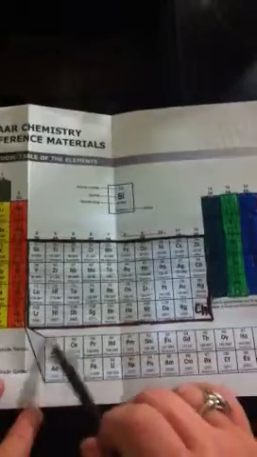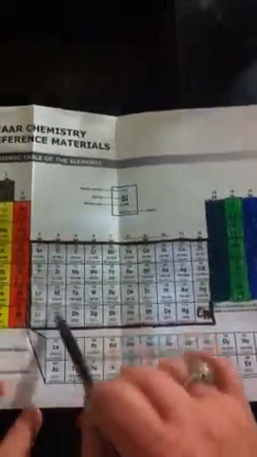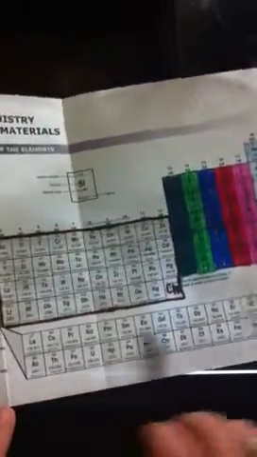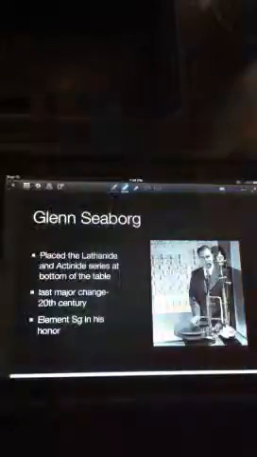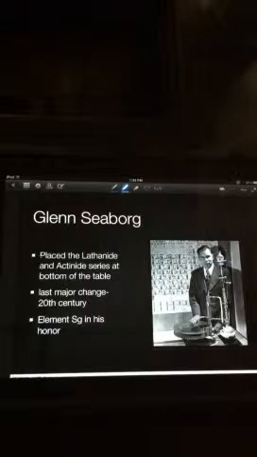Then nobody can agree on if they belong here, if they belong up here, and if 71 and 103 belong over here. But basically, he came up with this series, this group right here, because he saw a property emerging that loops them all together. And we'll see another property that loops them all together too. It's the last major change of the 20th century.